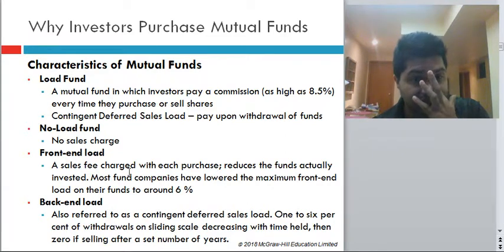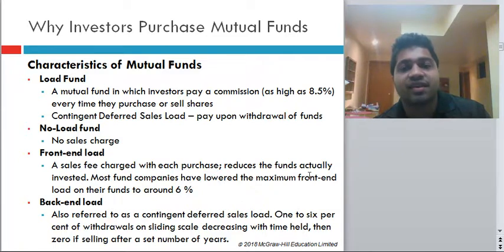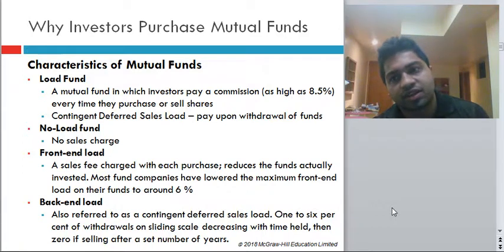Front end load is a sales fee charged with each purchase, which reduces the amount actually invested in the fund. Most fund companies have lowered the maximum front end load on their funds to around 6%. Back end load, also referred to as contingent deferred sales load, is 1 to 6% of withdrawals on a sliding scale decreasing with time, and then 0 if you sell after a number of years. So if you sell before a certain number of years, you are charged when you sell, but after a certain number of years you are not charged.